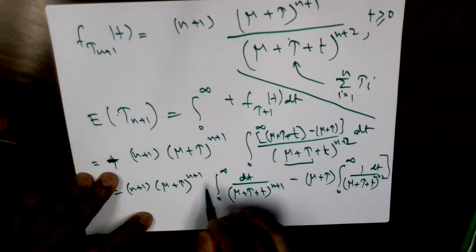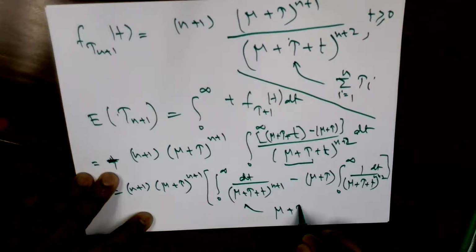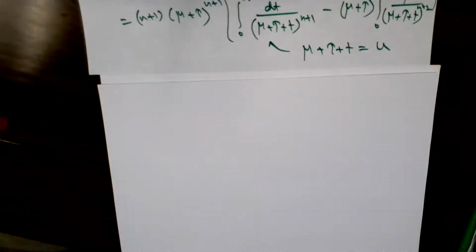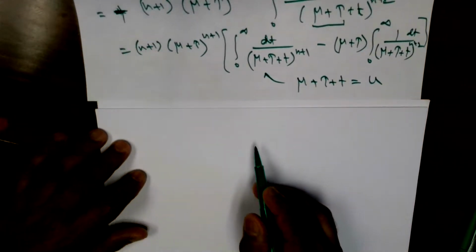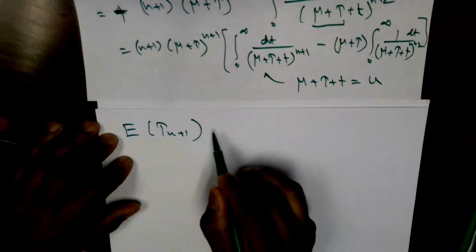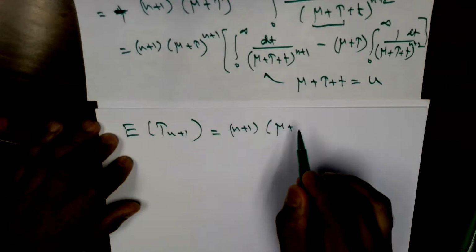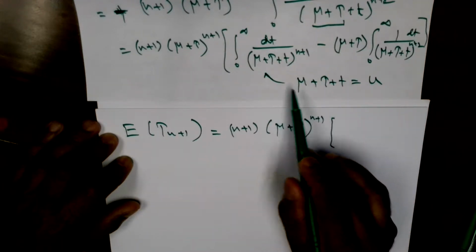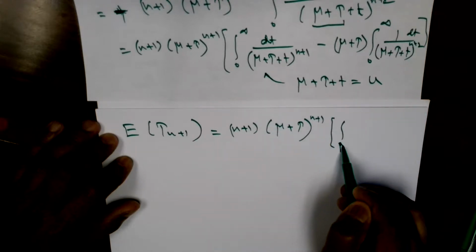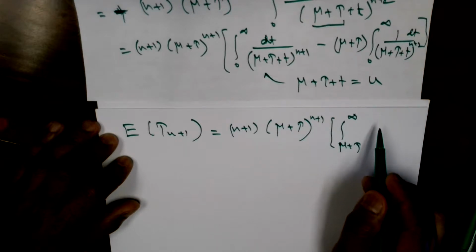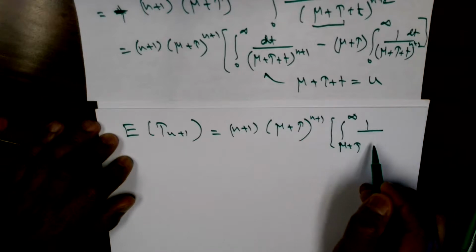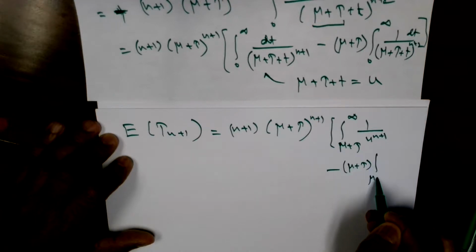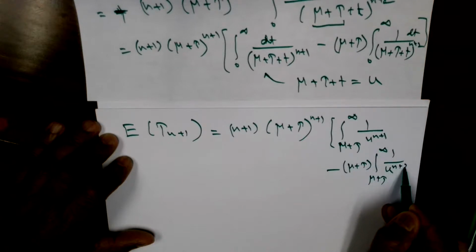So we have to deal with these two integrals. Let me make the obvious substitution, mu plus tau plus t equal to u. So the expected value of tau n plus 1, we have two integrals multiplied by the constant. Notice that when t is 0, the lower limit is mu plus tau instead of 0. Upper limit is infinity. And dt is du. So this is 1 over u to the power n plus 1, minus, we have one more term, (mu plus tau) integral, same lower limit, mu plus tau to infinity, 1 over u to the power n plus 2 du.